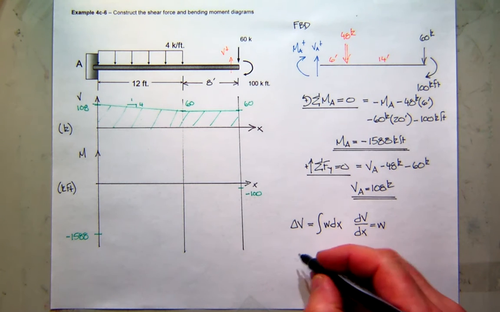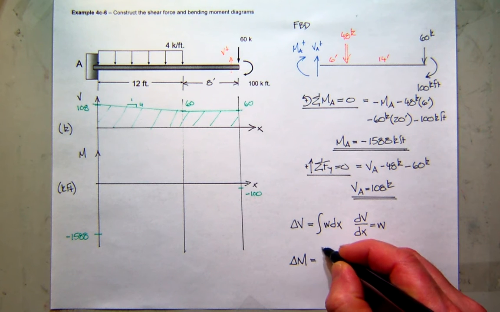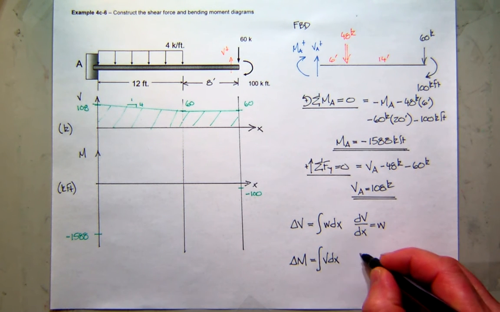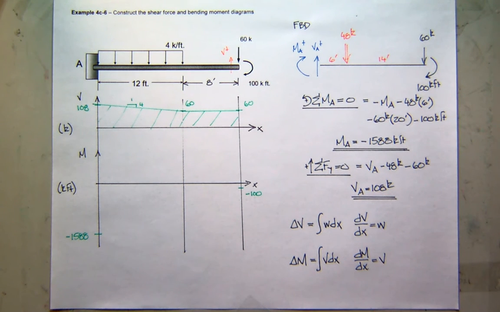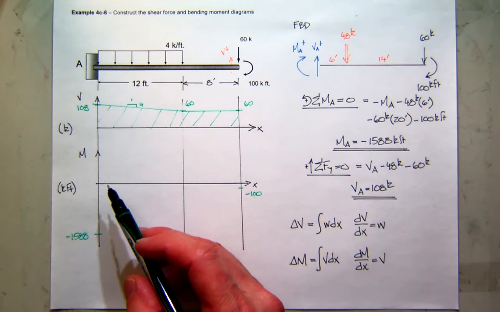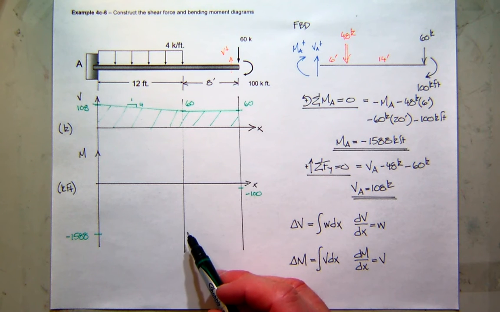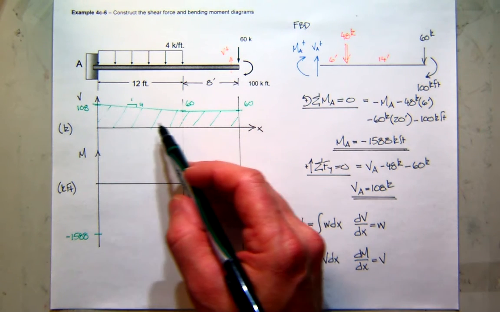And the relationships that are going to help us connect those dots are that the change in moment is given by the area under the shear diagram. And then the shape of the moment, given by the slope, is equal to the shear. So let's start with the first one, the integral relationship. What's the change in moment between 0 and 12? Which should be the area under this shape of the moment diagram, right?